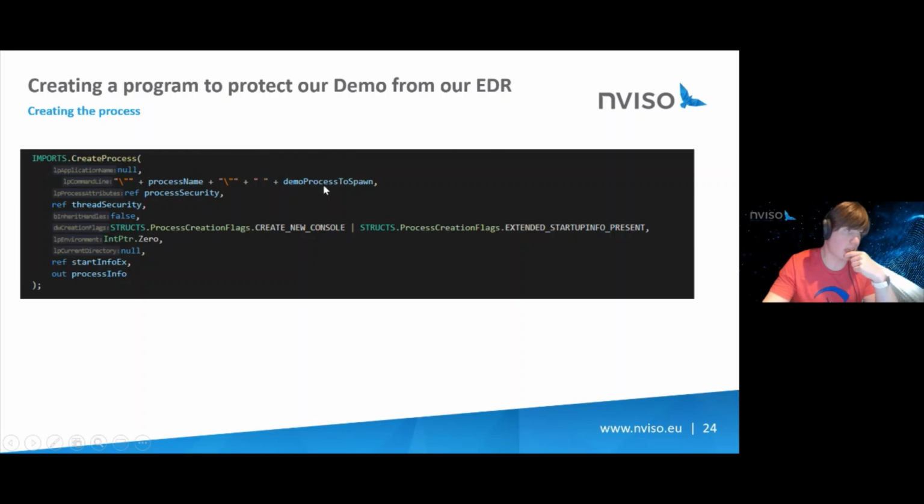Because it's a demo application, a console application, I have to specify that I'm creating a new console as well, and that extended startup info is present, because I needed to manipulate the startup info. It needs to be called like that in the create process flag. Otherwise, it will not take into account my newly created attributes.